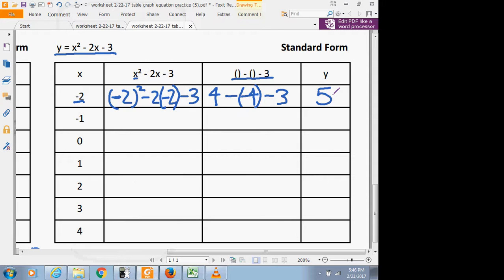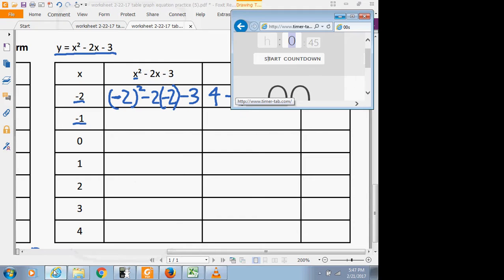Okay. Take 45 seconds. Plug negative 1 into the formula. And see what you get. Then you can check your answer.